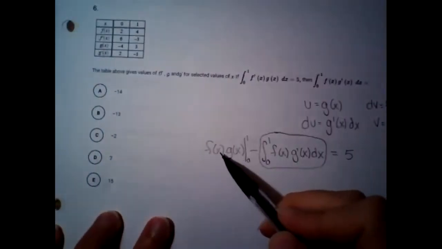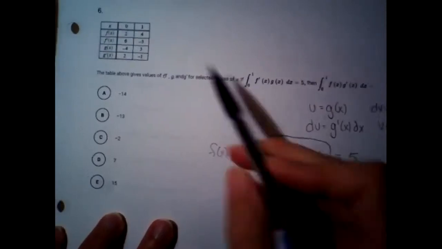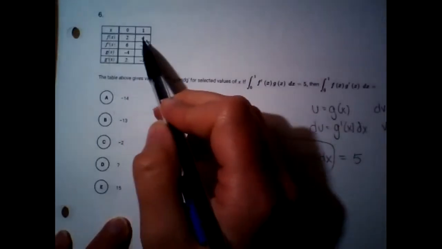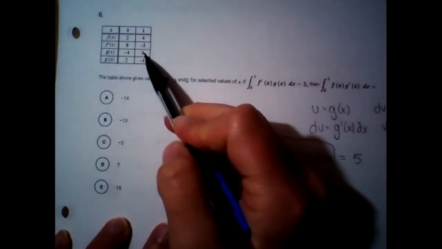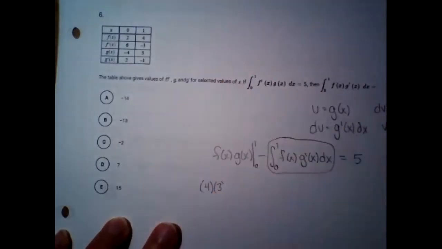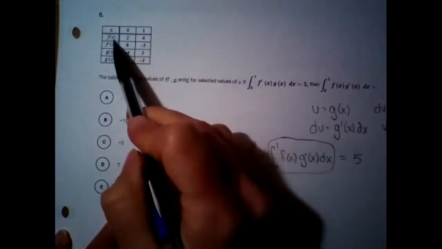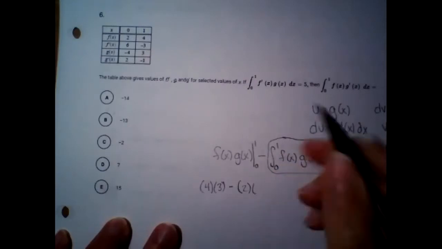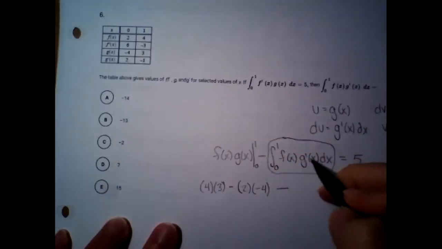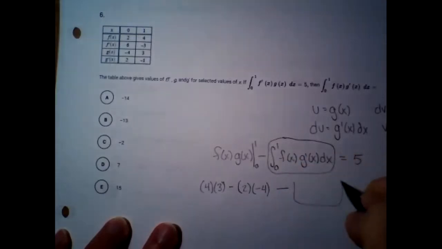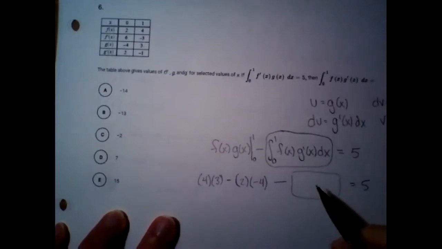So let's do f of x and g of x evaluated at 1. We're going to do upper boundary minus lower boundary. So f of 1 is 4, and g of 1 is 3. So that's the upper boundary. Minus, and then we're going to do 0. So f of 0 is 2, and g of 0 is -4. Minus this whole thing, I'm not going to write that again. That's just the thing that we're looking for. That's like our blank. That's what we want to find.